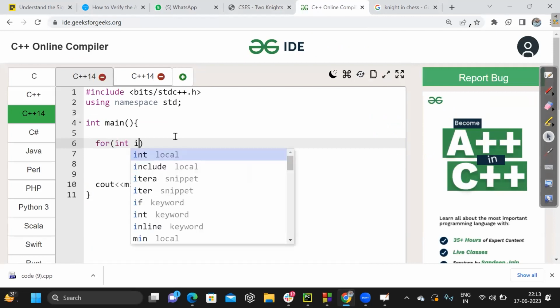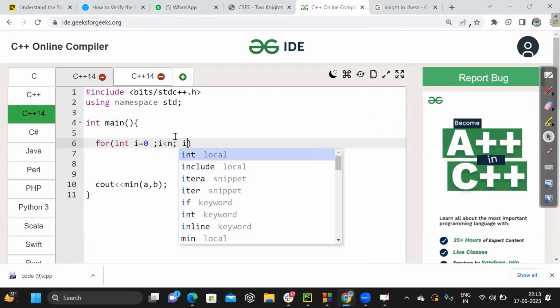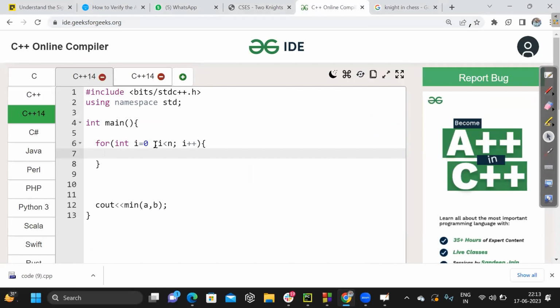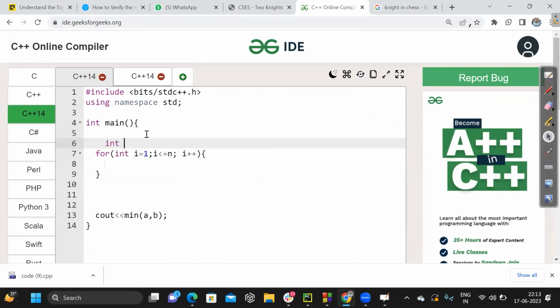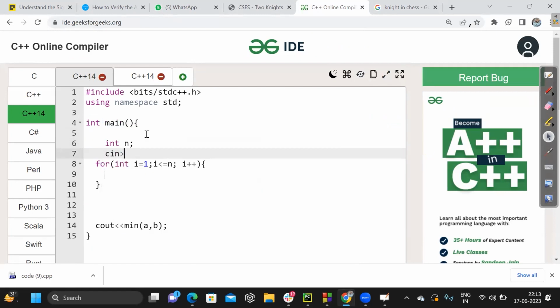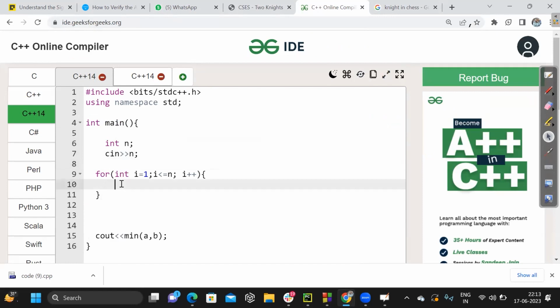For int i equals 0, i less than n, i plus plus, for all the values from 1 to n rather. Okay, now int n, for this you require the input. What do we require? What is the formula?